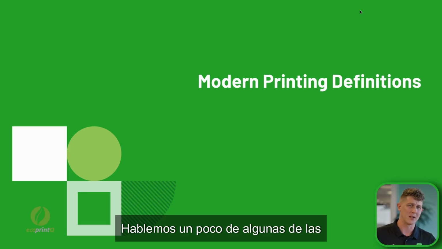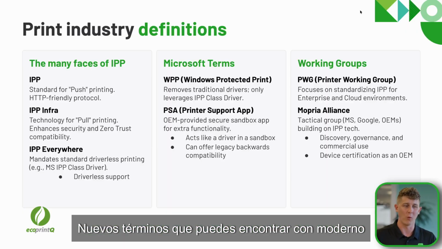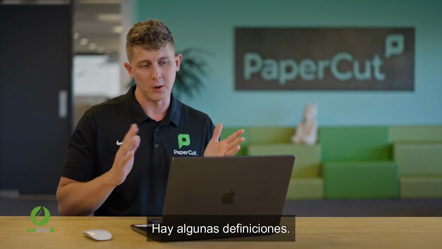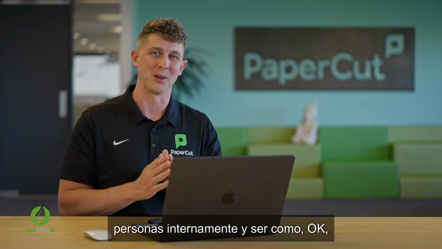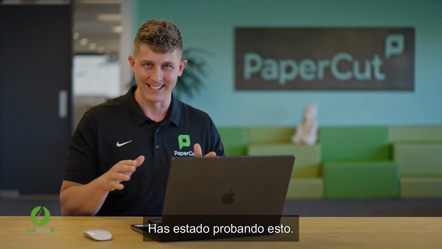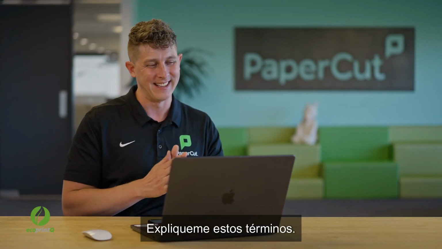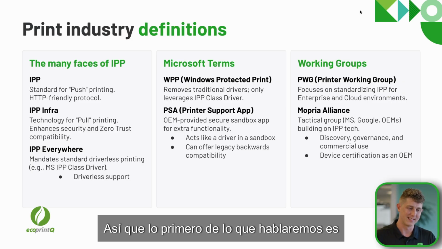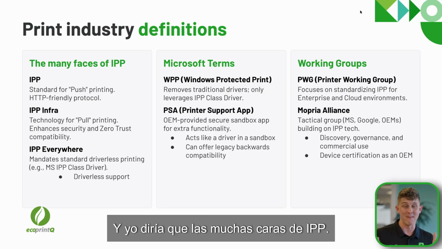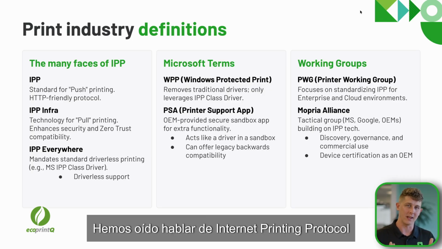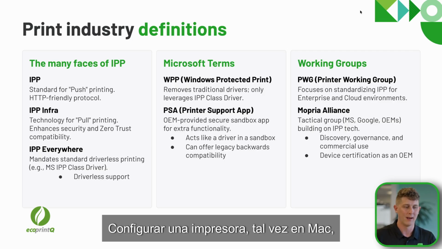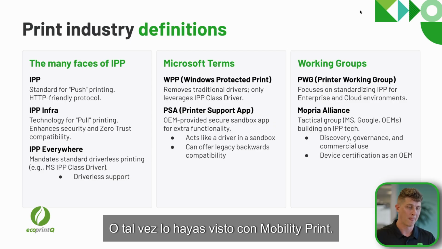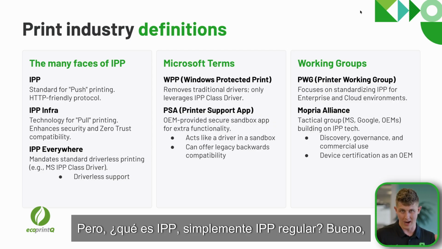Let's talk a little bit about some of the new terms you may encounter with modern print stack. There's a few definitions. You've probably heard these terms bounce around, and I'll admit I had to talk to a few people internally and say, okay, you've been testing this, explain these terms to me. So the first we'll talk about is IPP, and I'd say the many faces of IPP. We've heard of Internet Printing Protocol before. I'm sure you've seen it if you've ever configured a printer, maybe on Mac, or with Mobility Print. But what is regular IPP?